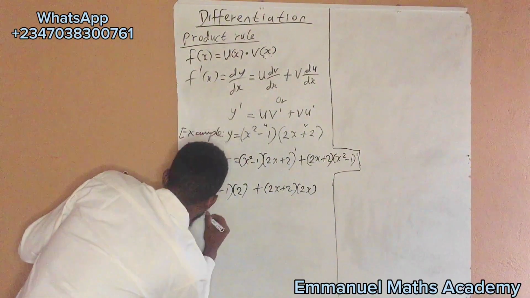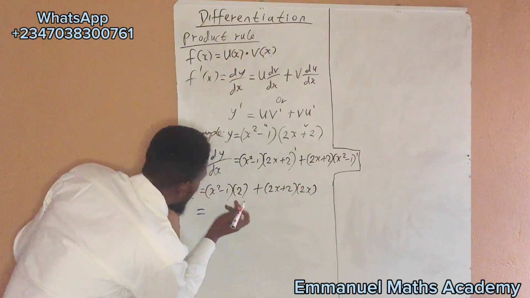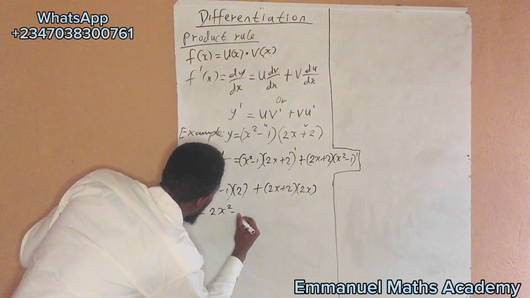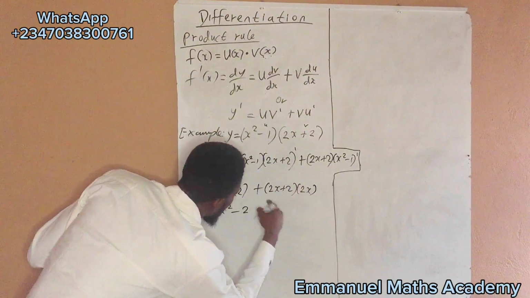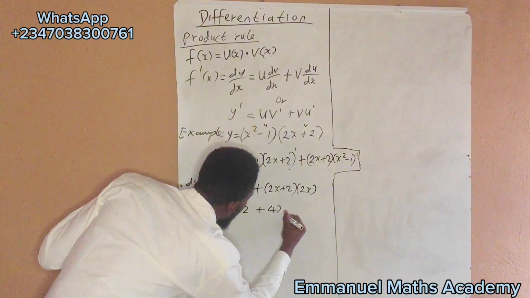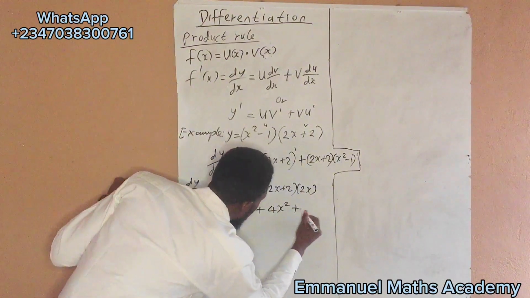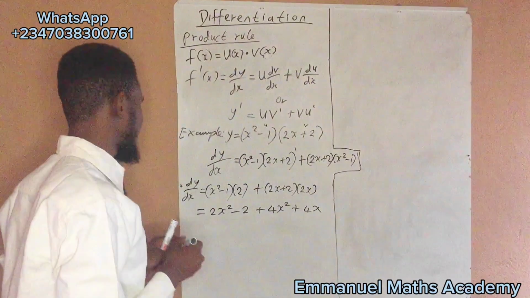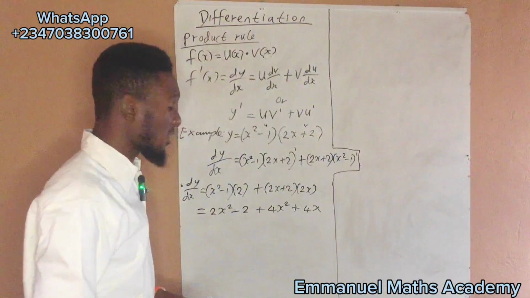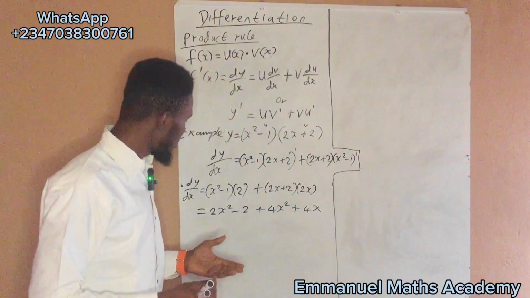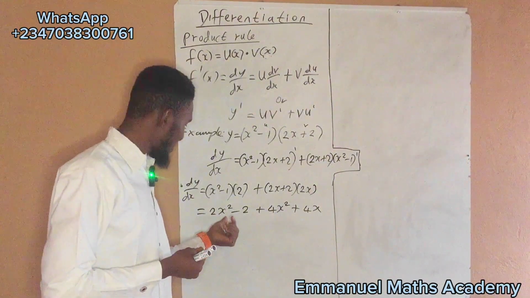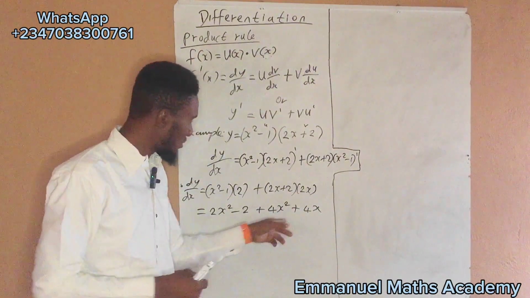Now, you simplify further. You use these 2 to open up this bracket. You have 2x to the power 2 minus 2, plus, use this to open up this bracket, you have 4x squared plus 4x. Now, this is what we have. What next? You collect like terms, which simply means taking those terms that look alike. We have power 2 here, we have power 2 here, you bring them together.